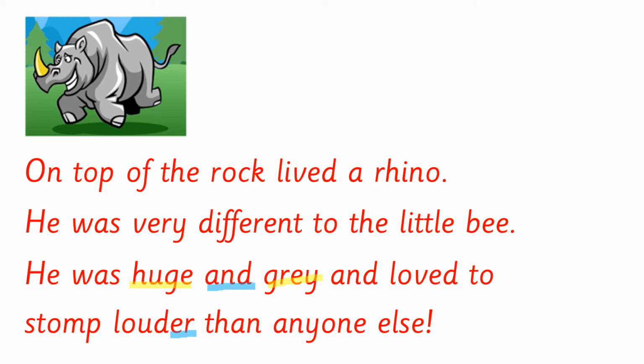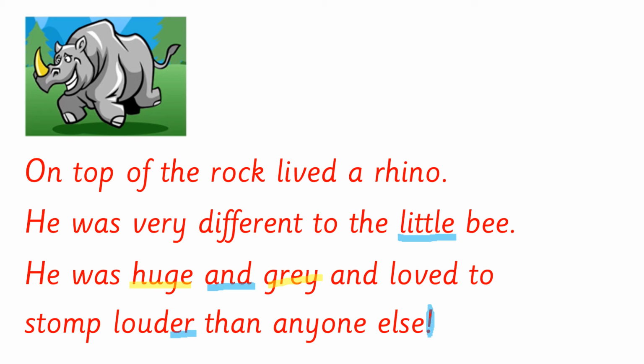So let's read through what I've put from the beginning. On top of the rock lived a rhino. He was very different to the little bee. And I just included another adjective there to describe my bee again. He was huge and grey and loved to stomp louder than anyone else. I've even included an exclamation mark on the end of that sentence there. So hopefully this will help you to write your piece of writing about your big animal.